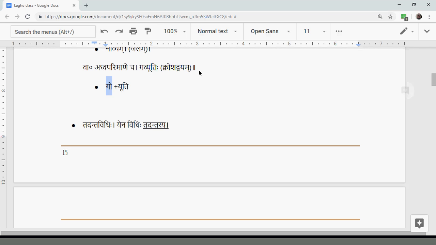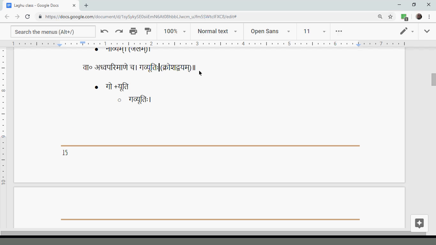And go plus yuti will mean what? In this case there is a sandhi rule which will be invoked, and you will get vanto yi pratyaya, extended by adho parimane cha, by this vartika it is extended. Go will become gav. O will become av by vanta adesha, and go will therefore become gav, and you will get gavyuti as a pratipadika, and then when it declines it will be gavyuti.